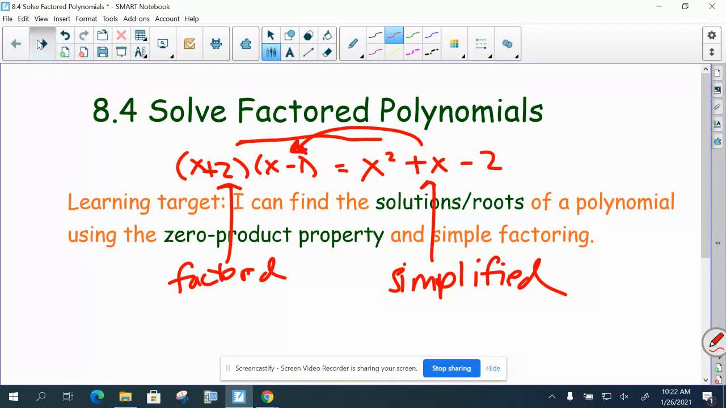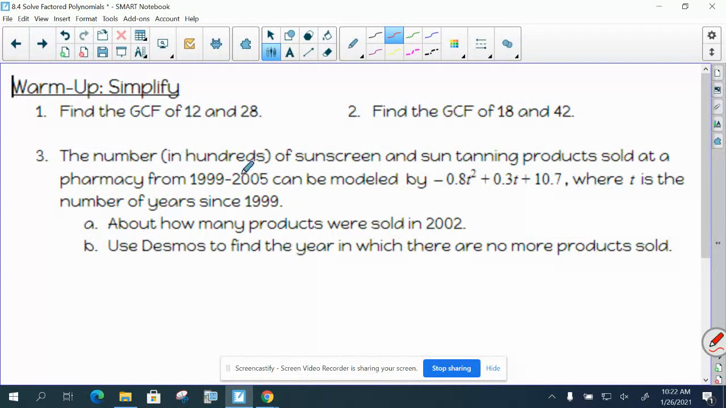All right, so let's do a few warm-up questions. First of all, let's find the GCF of 12 and 28. Remember, GCF stands for greatest common factor. The factors of 12 are 1 and 12, 2 and 6, and 3 and 4. The factors of 28 are 1 and 28, 2 and 14, and 4 and 7. So the greatest common factor would be 4.